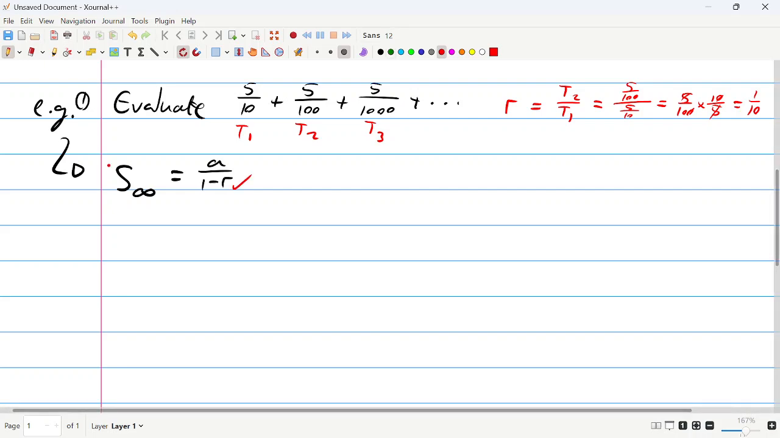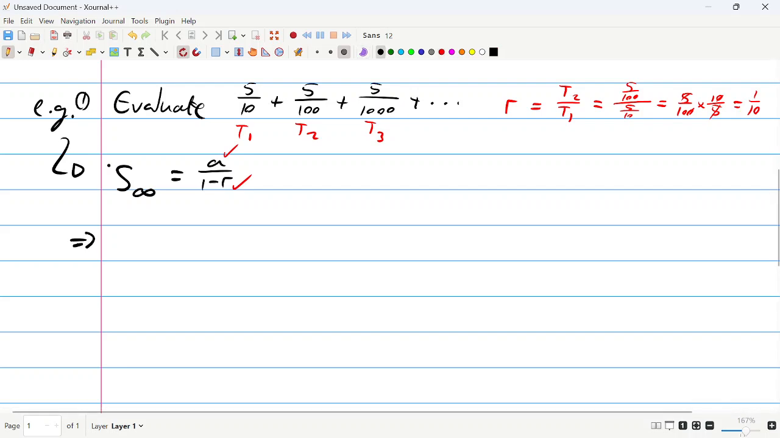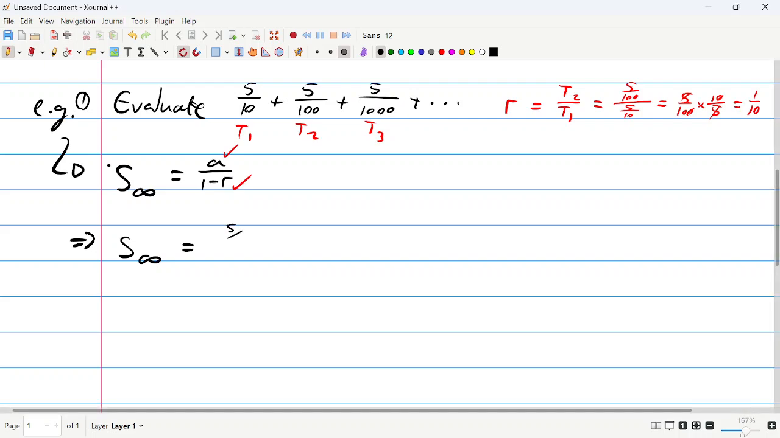So we have r, and we know a is the first term, which is 5 over 10. Therefore the sum to infinity is equal to 5 over 10 divided by 1 minus 1 over 10. And notice we can evaluate this without a calculator, but because I'm lazy, I'm going to use a calculator. So we have in the numerator 5 over 10 all divided by 1 minus 1 over 10, and the answer is going to be 5 over 9.